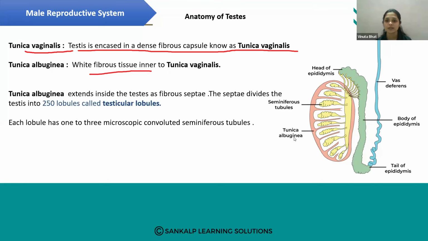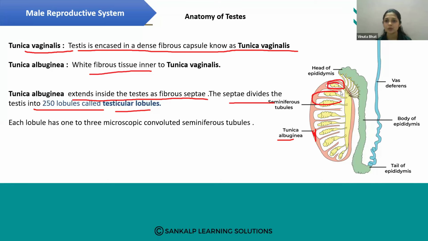Here you can see the tunica albuginea. If you see the anatomy of the testis, you can see this. The tunica albuginea extends inside the testes as fibrous septa, and these septa divide the testes into around 250 lobules called testicular lobules. Here you can see the testicular lobules.